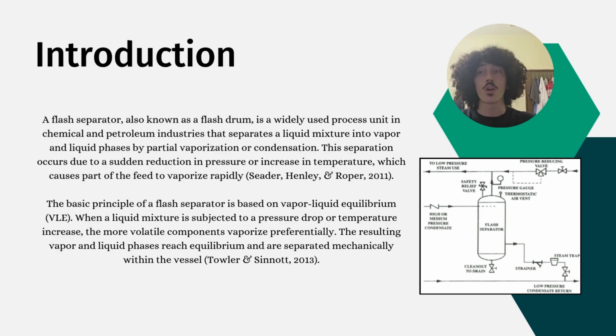This separation occurs due to a sudden reduction in pressure or increase in temperature, which causes part of the feed to vaporize rapidly. The basic principle of a flash separator is based on vapor-liquid equilibrium, VLE. When a liquid mixture is subjected to a pressure drop or a temperature increase, the more volatile components vaporize preferentially. The resulting vapor and liquid phases reach equilibrium and are separated mechanically within the vessel.